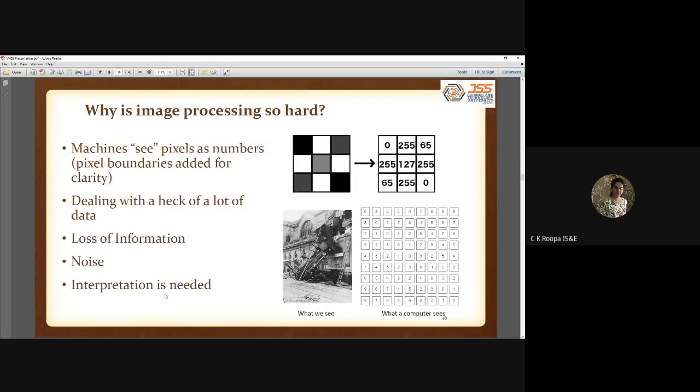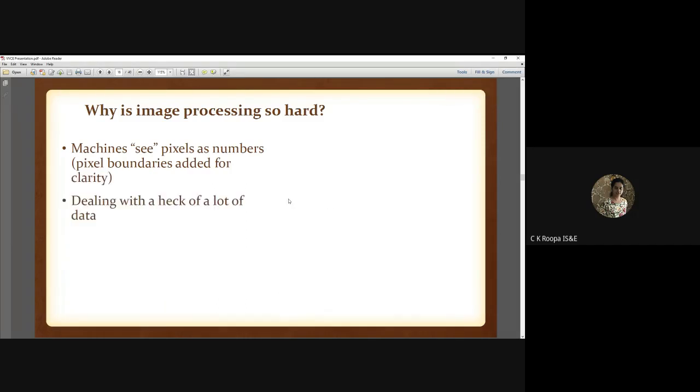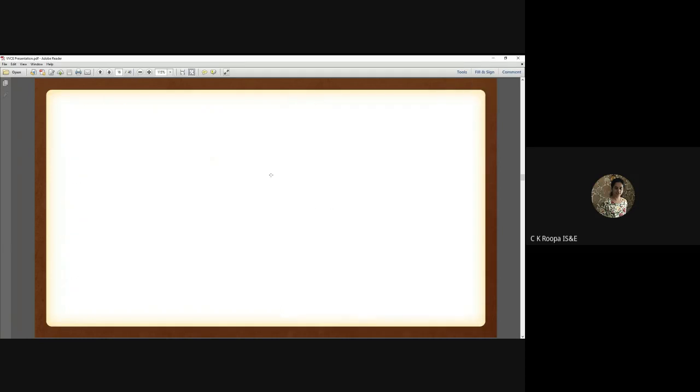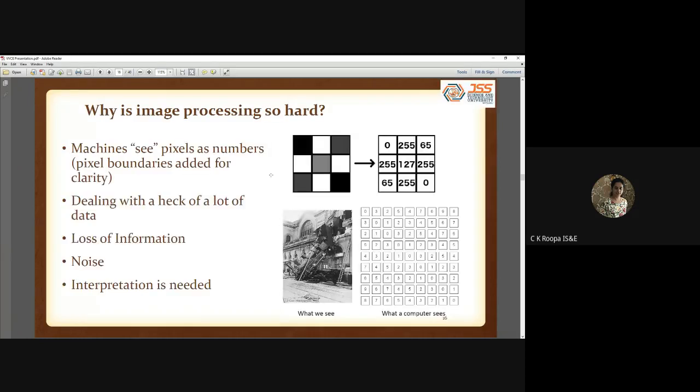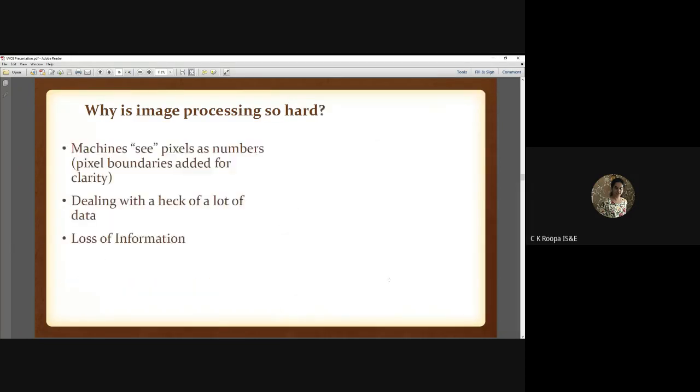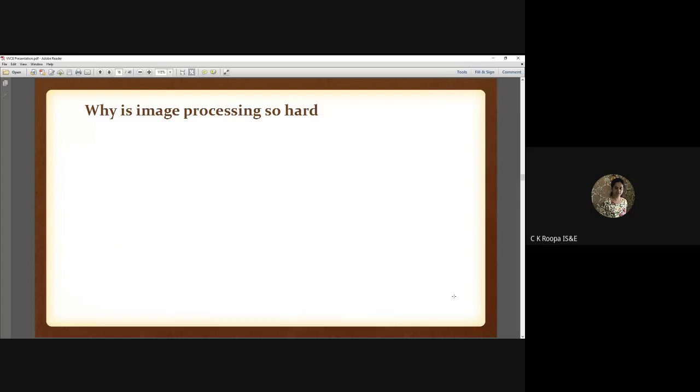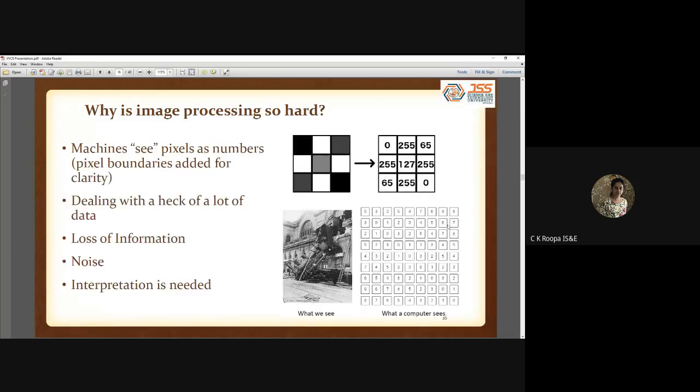So why is image processing so hard? Because our computer machines are not good enough to understand what exactly we see through our human eyes. This is what we actually see, and this is what the computers are going to see.